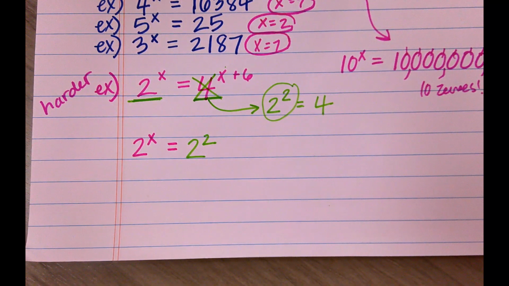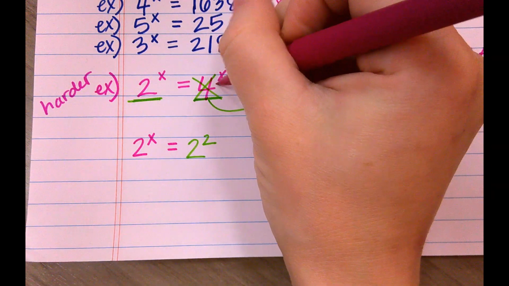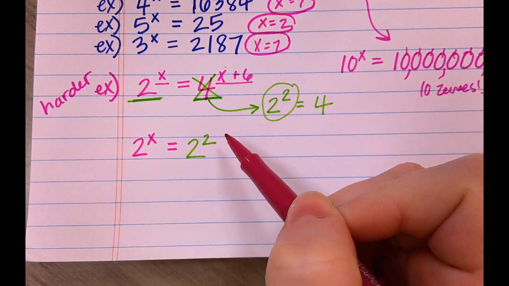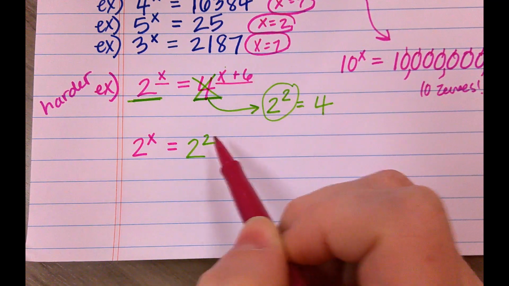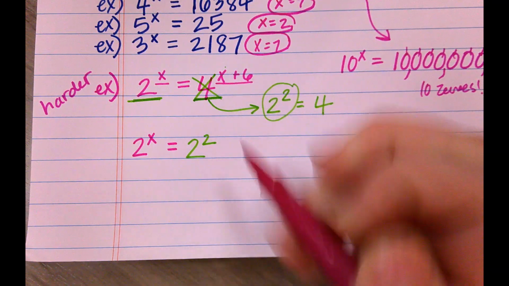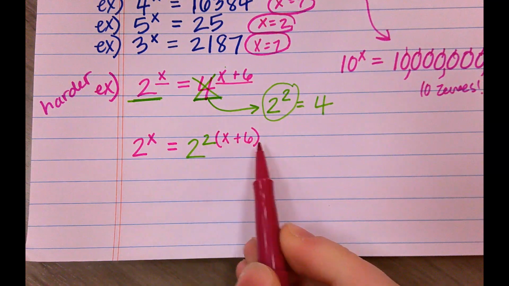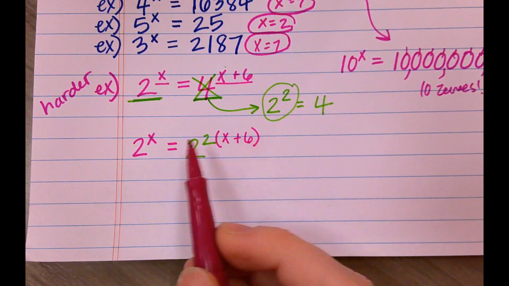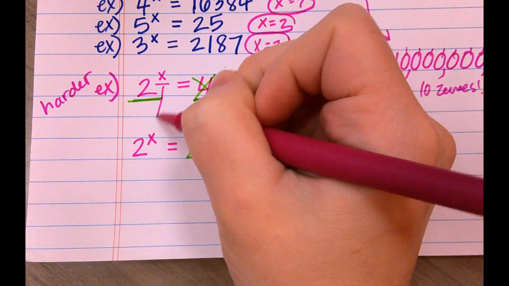But what still needs to come down? The +6. This whole thing actually, the x plus 6. We brought down the x here. Now we need to bring down the x plus 6. But here's how it needs to come down. This is in the exponent. We have an exponent already. So we need to bring this down with the exponent. Like this. So it's like we're going to be multiplying 2 times x plus 6 here. Do you see that, what I just did? Bringing everything down.